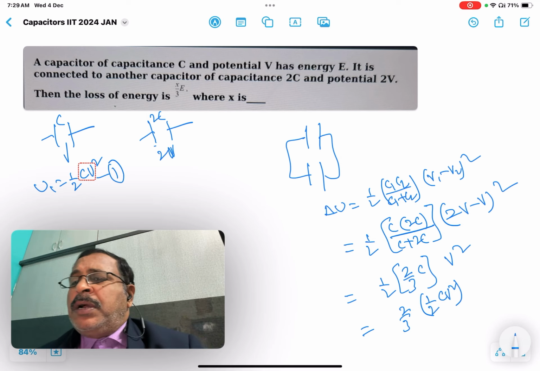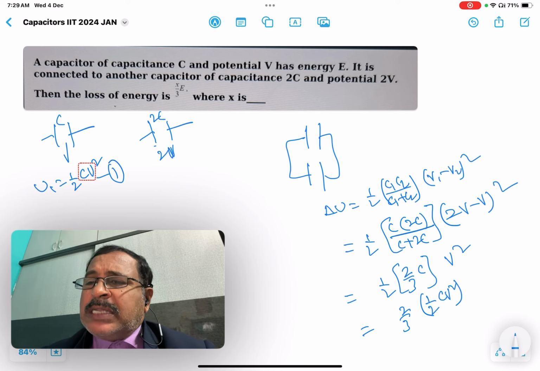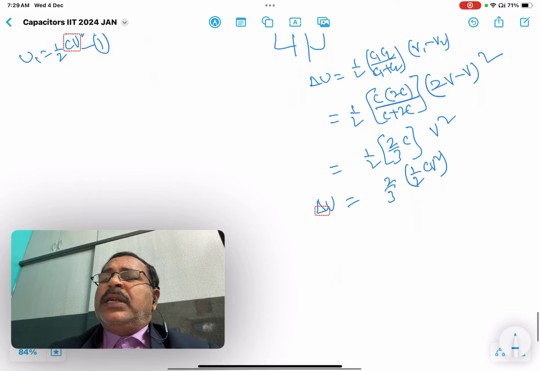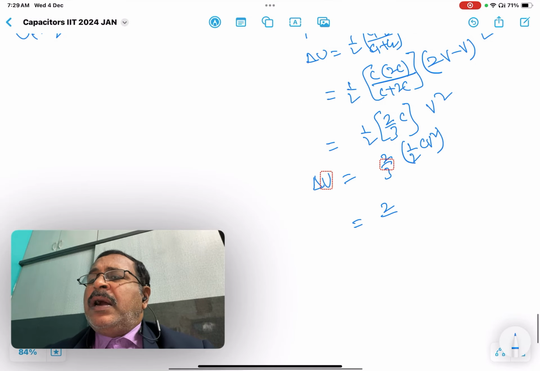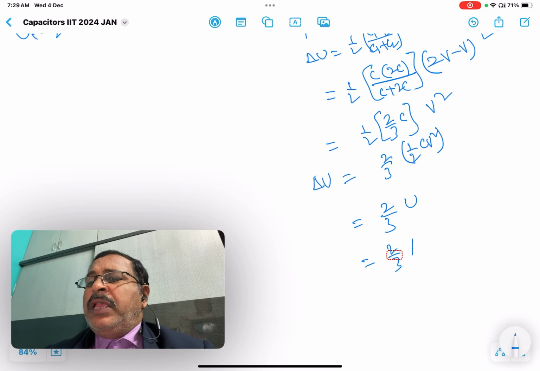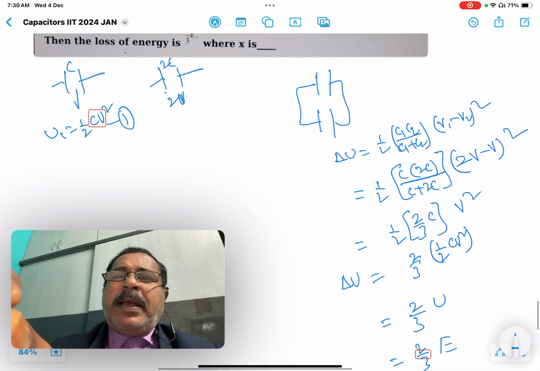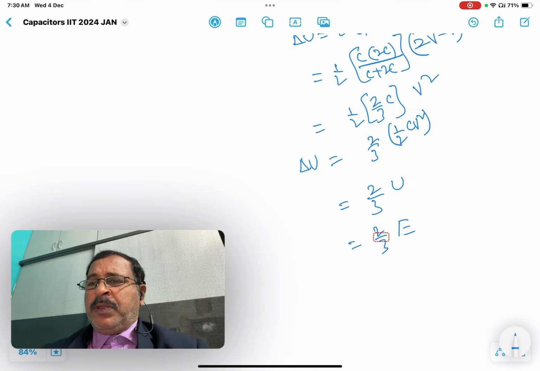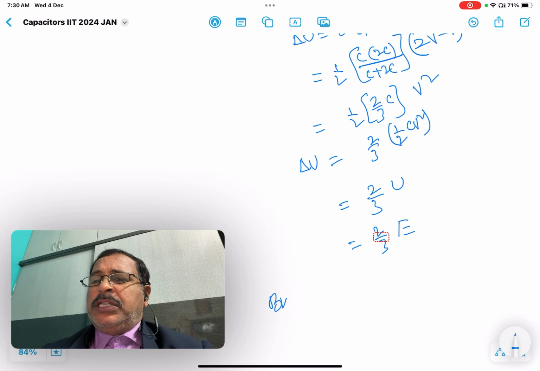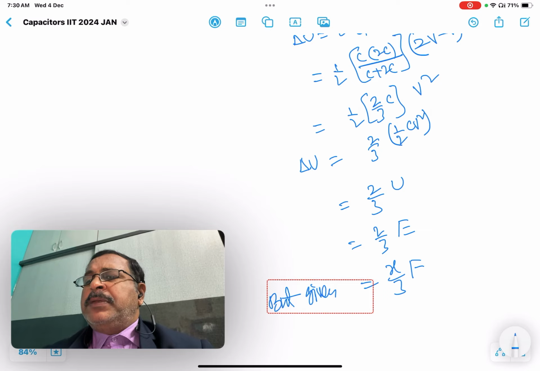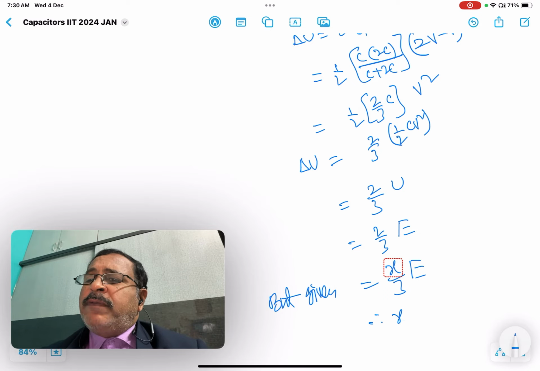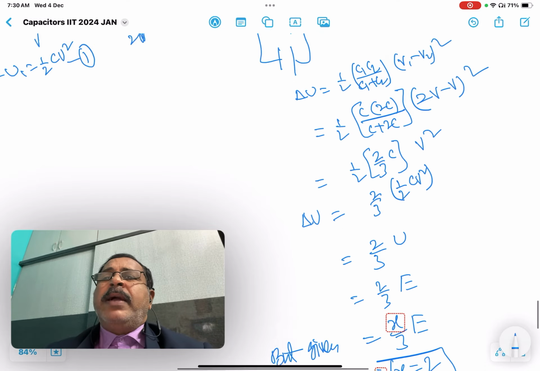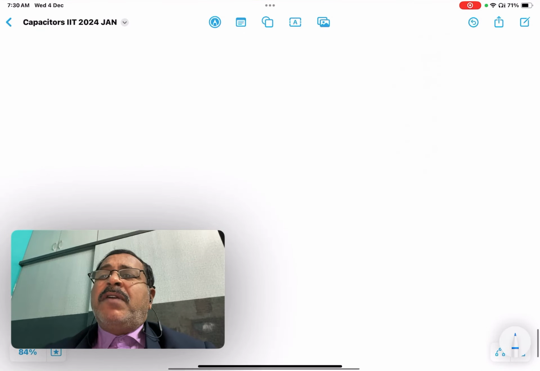After combination, it becomes 2 by 3 times half CV square as the loss, delta U. So that is the loss: 2 by 3 into E, if E is the energy of the first capacitor. In the problem it is given as x by 3 E times. Therefore the x value is 2. So my dear IIT students, this is the method of explanation.